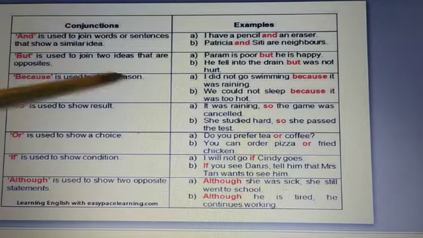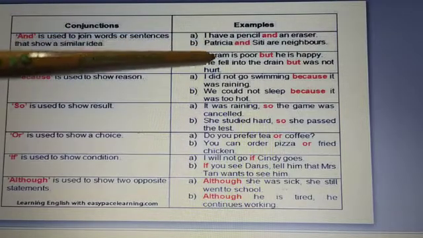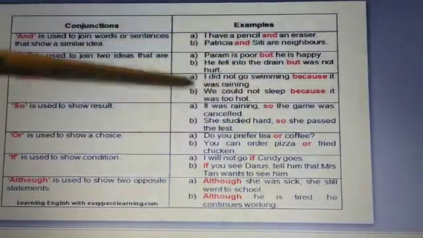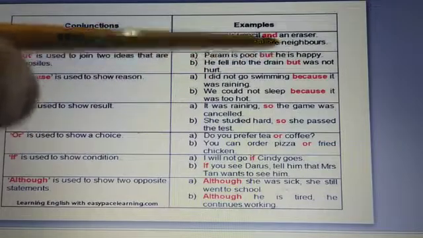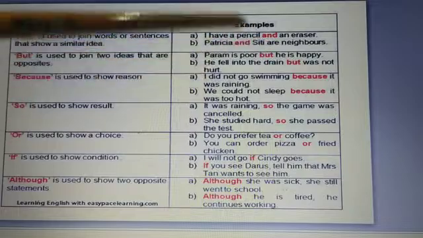But is used to join two ideas that are opposite. Whenever there are opposite ideas, that time we use but. Param is poor but he is happy. He fell into the drain but was not hurt. Here you see he fell down but he was not hurt. So opposite idea, he is poor and he is happy too.